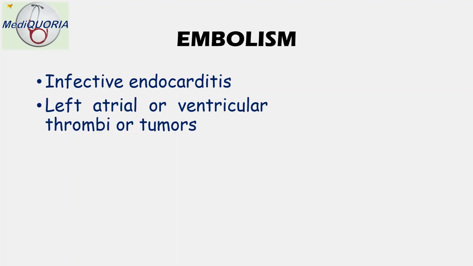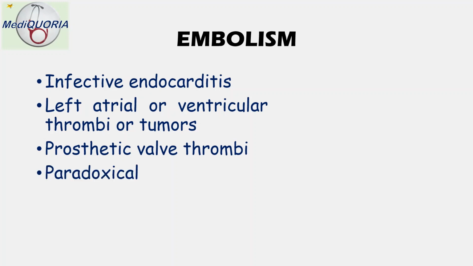Emboli can also be dislodged thrombi or pieces of tumors from the left side of the heart, either the left atrium or the left ventricle, and these find their way into the coronary arteries and block the blood flow there. They can also be dislodged thrombi from prosthetic valves. Materials from the right side of the heart can also find their way into the coronary arteries through what is known as paradoxical embolism.